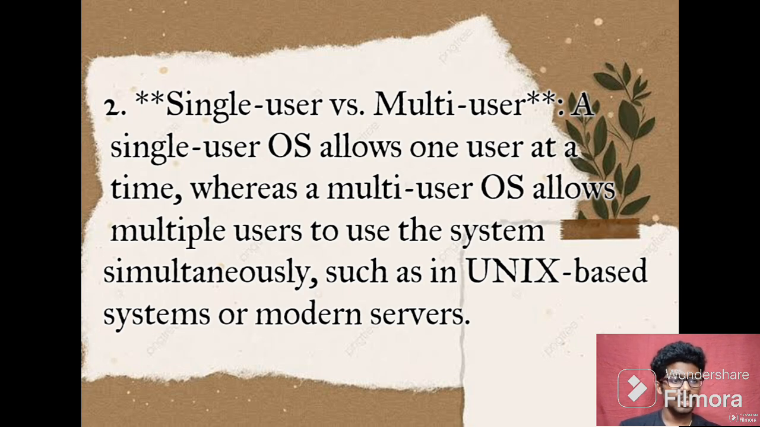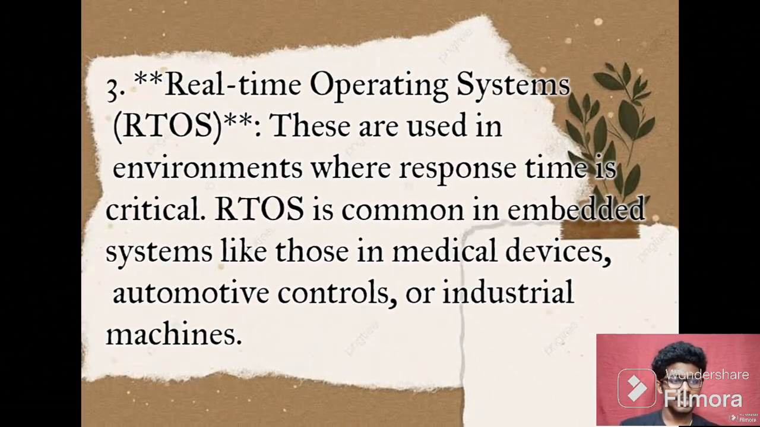Second type is single user versus multi user. A single user OS allows one user at a time, whereas a multi user OS allows multiple users to use the system simultaneously, such as in Unix based systems or modern servers. Third type is real-time operating systems, which are RTOS. These are used in environments where response time is critical. RTOS is common in embedded systems like those in medical devices, automation controls or industrial machines.